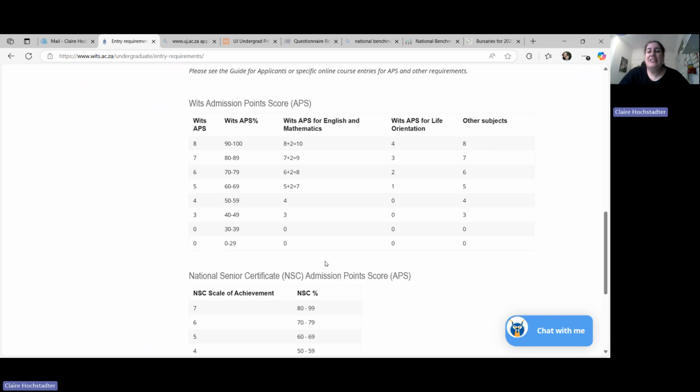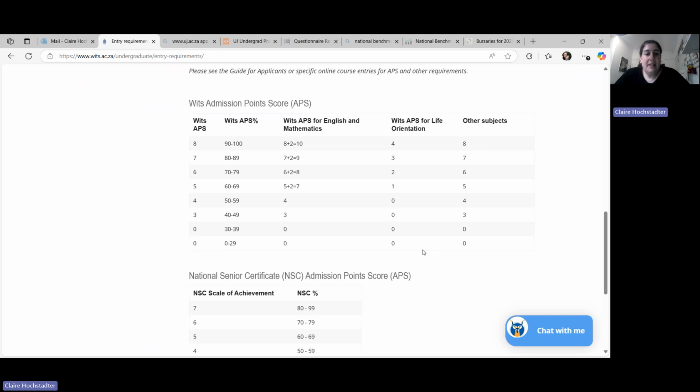We're then going to look at the fourth column, which focuses on life orientation. WITS is one of very, very few tertiary organizations that actually acknowledges life orientation. However, you will see that the points are different. So a reminder that life orientation actually is a 10 credit subject, whereas all your other subjects at matric level are 20 credit. It is for that reason that they do give less points. However, every single point counts when it comes to university.